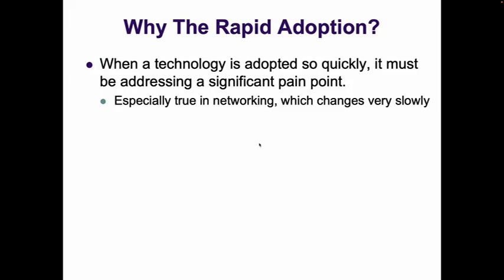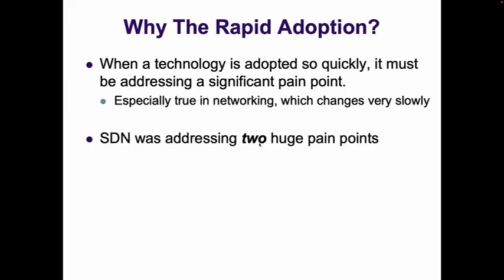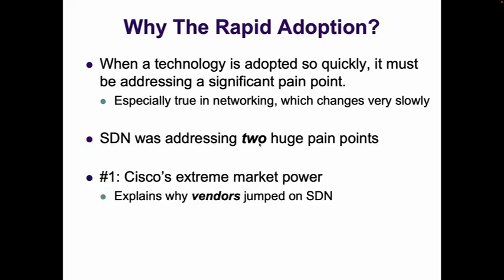There are two pain points I want to talk about. The first one, you're probably not going to read about, certainly not in a textbook, and that is Cisco's extreme market power. If you looked at the networking ecosystem back then, and I'll get these figures wrong, but conceptually they're right, Cisco had like 80% market share. They had 60% profit margins.